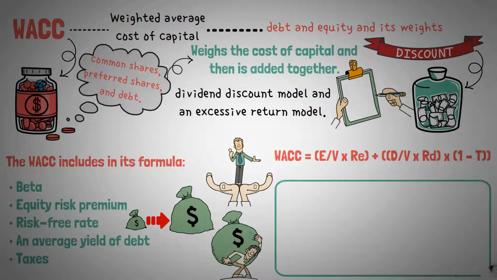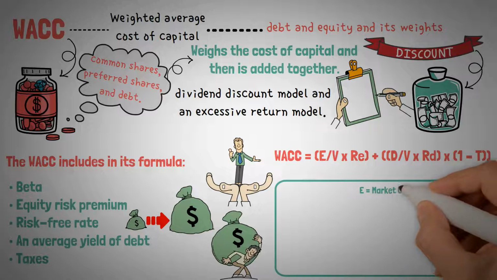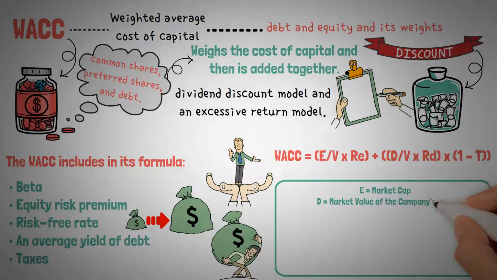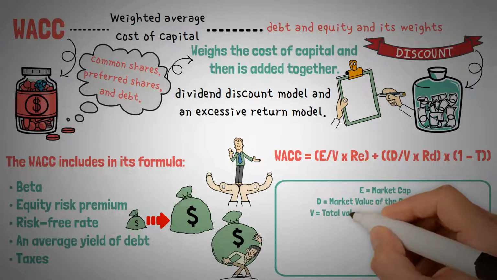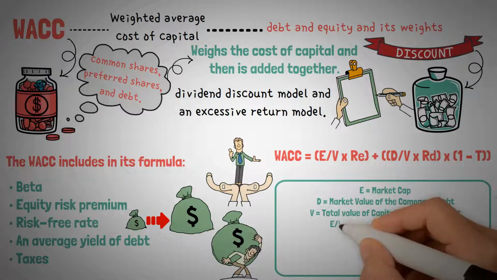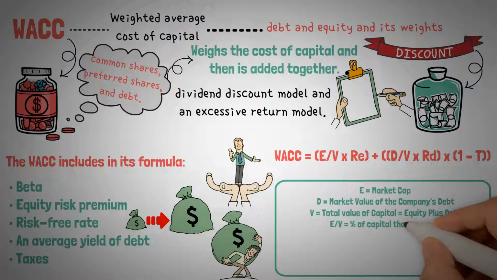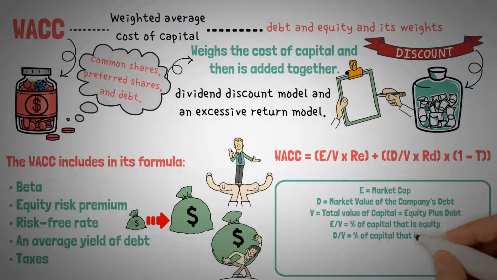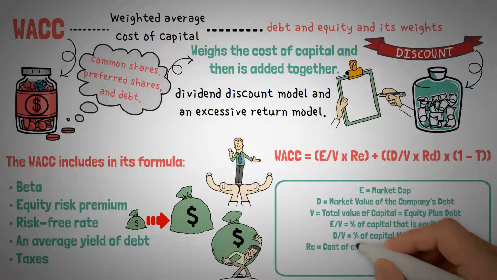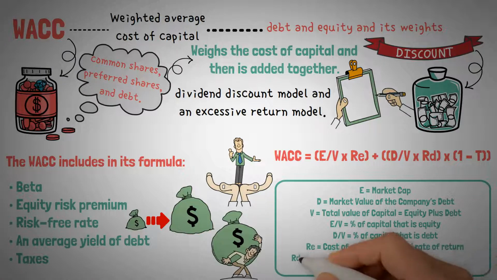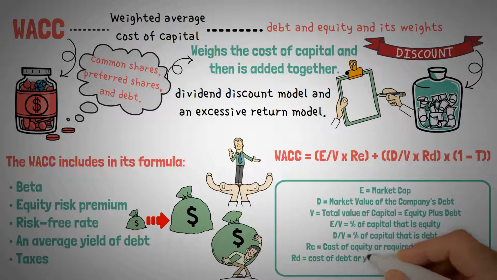And the inputs. E equals market cap. D equals market value of the company's debt. V equals total value of capital, equaling equity plus debt. E/V equals percentage of capital that is equity. D/V equals percentage of capital that is debt. RE equals cost of equity or required rate of return. RD equals cost of debt or yield to maturity on existing debt.